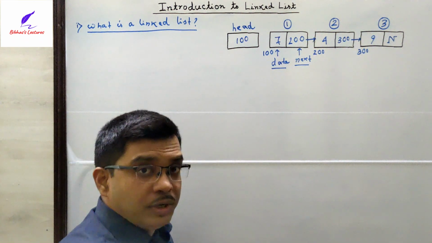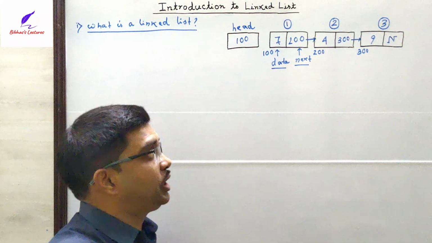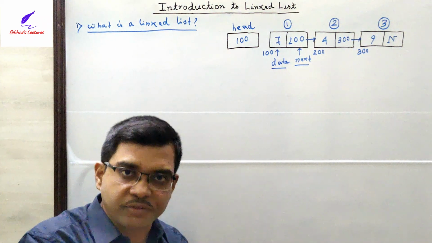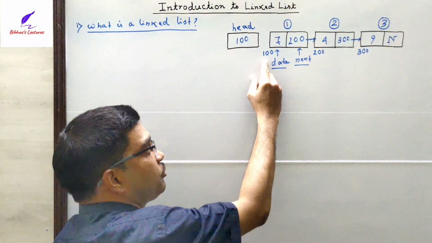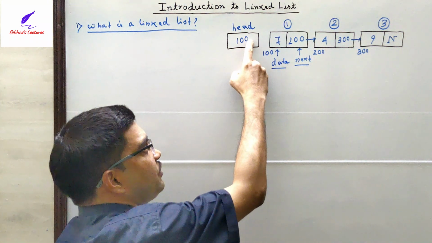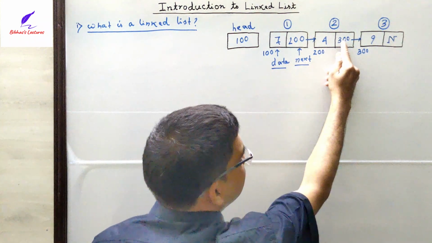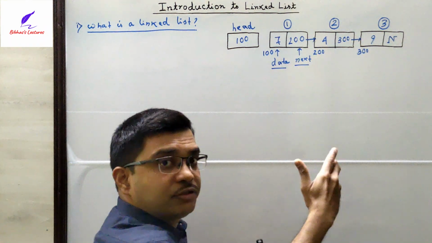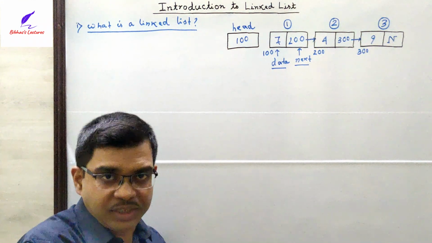Now why is this head important? Because whenever you are working with a linked list, you cannot start from anywhere. You have to always start from the beginning of the list, that means from the first node. So keeping the address of the first node is very important. If you can reach the first node, then from the first node you can reach the second node, and from the second node you can go to the third node, and so on. So this is a very simple pictorial representation of a single linked list.